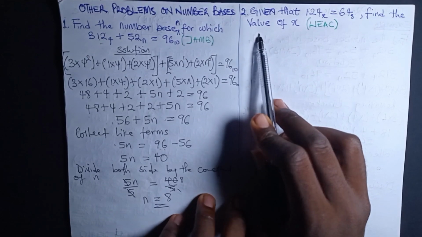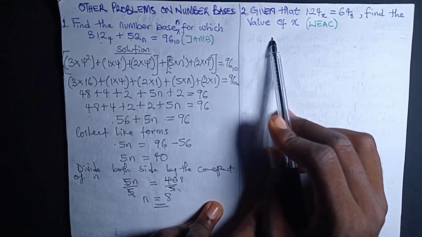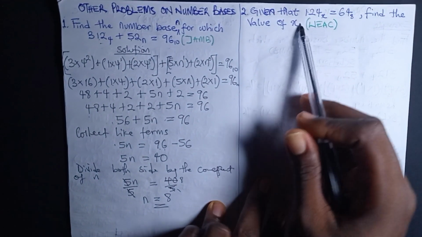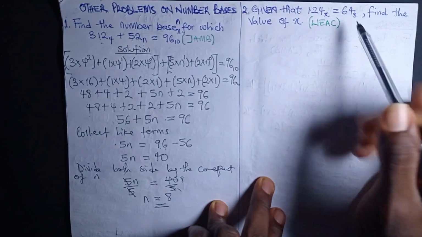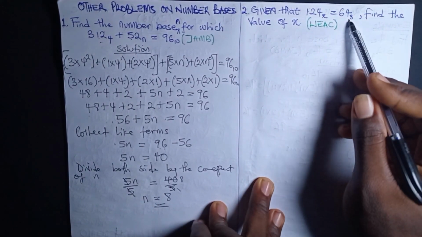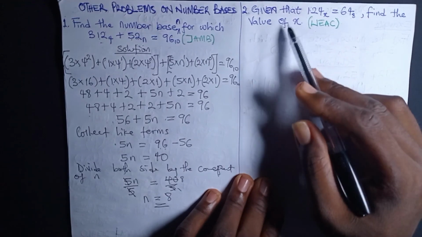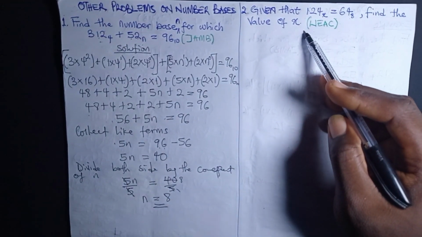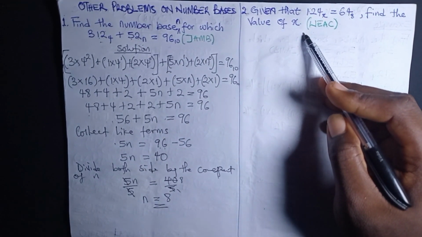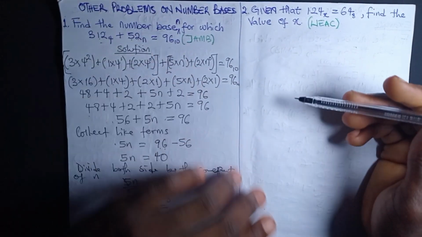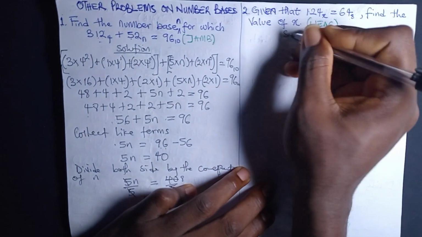Now the second question from WAEC says, given that 124 in base x is equal to 64 in base 8, find the value of x. I think this question will lead to a quadratic equation. So let's solve. Solution.